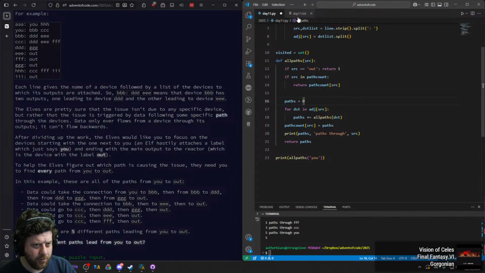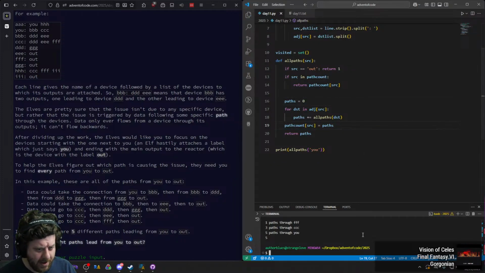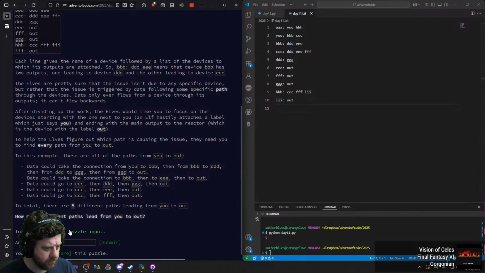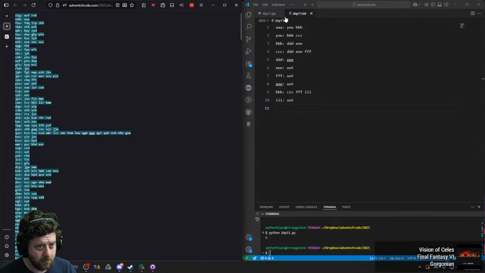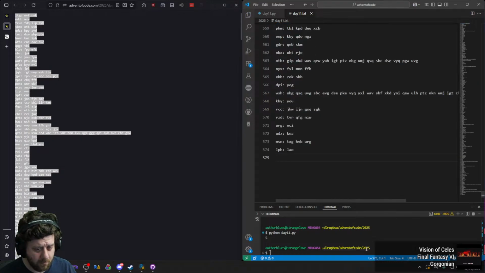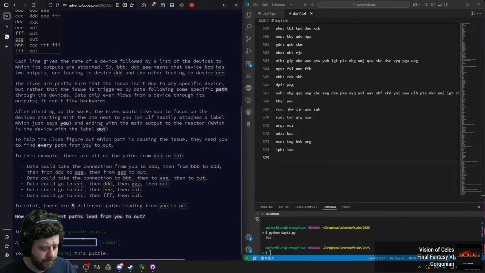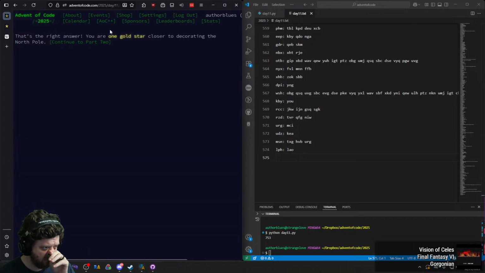Doesn't this fall apart if you have a loop, though? I feel like this just doesn't give me an answer if I have a loop, the way I have this implemented. I mean, that's fine. I'll see. Okay.